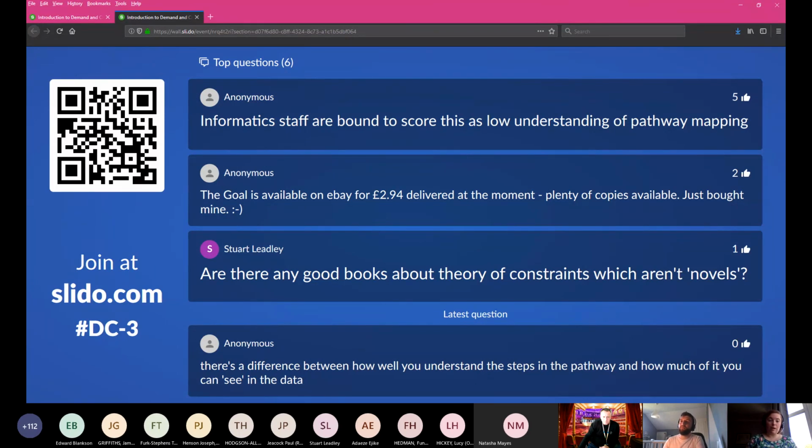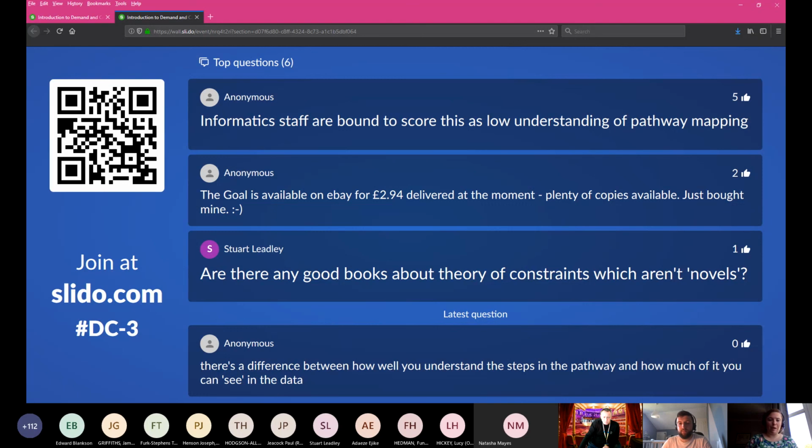Also, if anyone does find anything that they find particularly useful on that front, please do post it in the chat function on Future NHS, because we're really interested in finding out what resources people are using and how you're finding it.